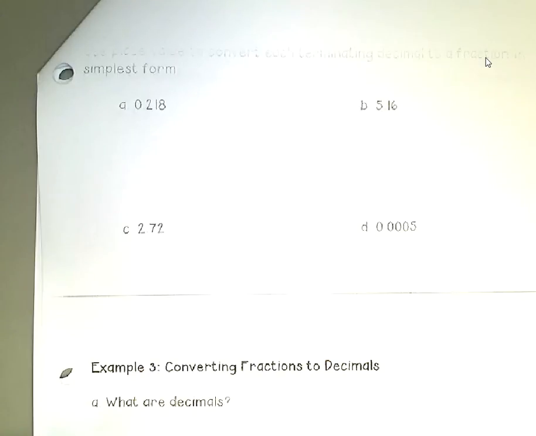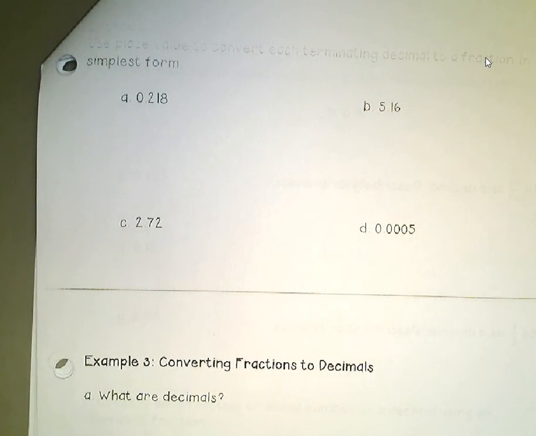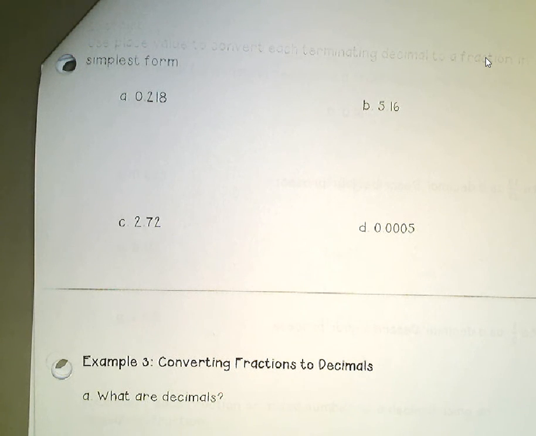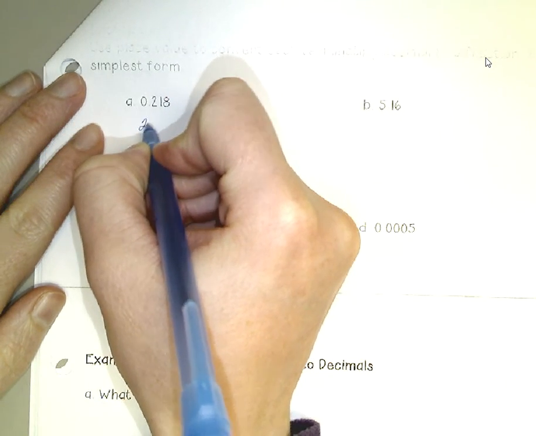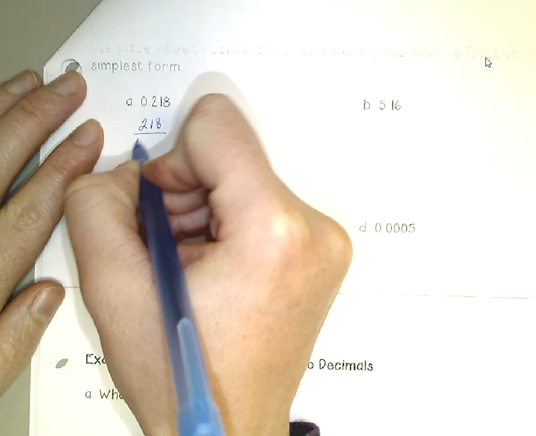Moving on to the next one. Now we are given 4 decimal numbers. We need to write them as fractions in simplest form. So right now I have 218 thousandths. So I write it as a fraction as 218 over 1000.